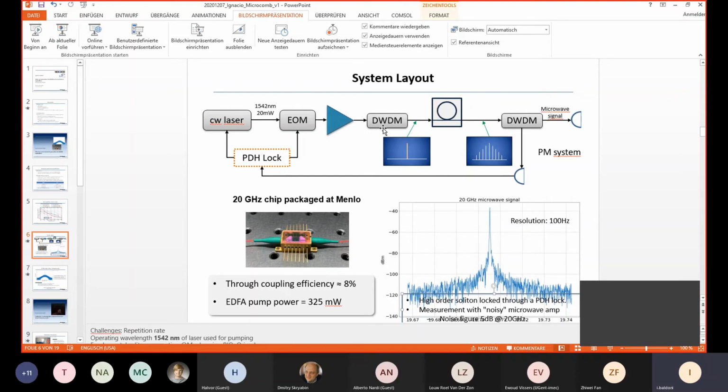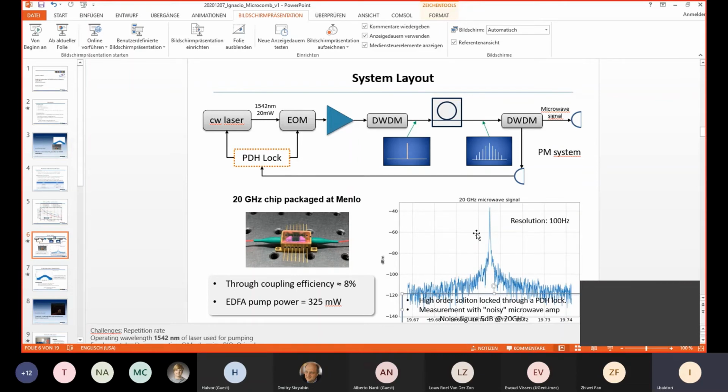Here we have two DWDMs. The first one will take care of getting rid of the amplified spontaneous emission coming from the EDFA. And the second one will be for filtering the signal that we want to get, the microwave signal. And the second one for the PDA, for generating the error signal that we will establish into a Pound-Drever-Hall lock. And this is also the reason why we have an EOM, in order to get the sidebands for the PDH.